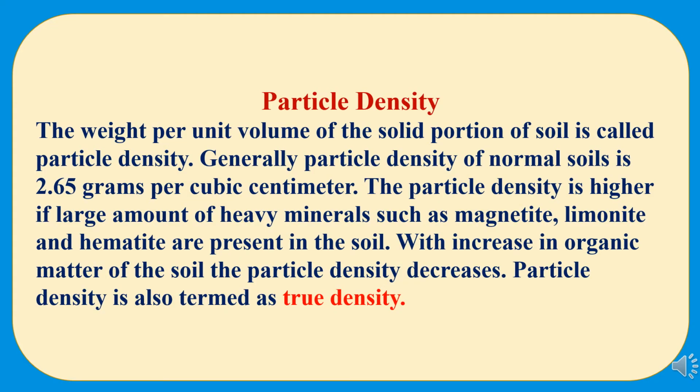Now we will study about particle density. The weight per unit volume of the solid portion of soil is called particle density. Generally, particle density of normal soil is 2.65 grams per cubic centimeter. The particle density is higher if a large amount of heavy minerals such as magnetite, limonite and hematite are present in the soil. With increase in organic matter of the soil, the particle density decreases. Particle density is also termed as true density.